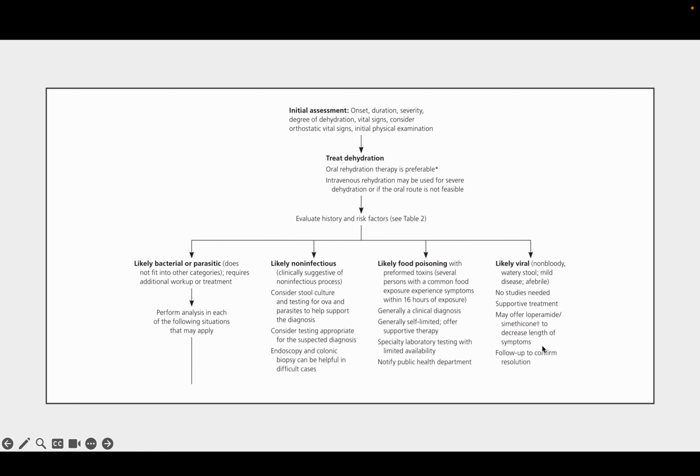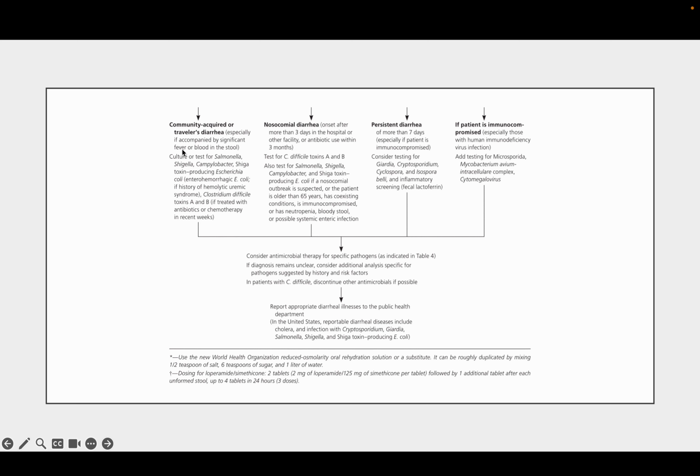You can offer loperamide in these cases. Like any viral case, you can give loperamide. They are generally non-inflammatory as mentioned. They have more nausea and vomiting, and they don't have much fever in these cases. If you are suspecting bacterial community-acquired or travelers diarrhea, you can send for routine culture and give an antibiotic and an anti-diarrheal drug also.